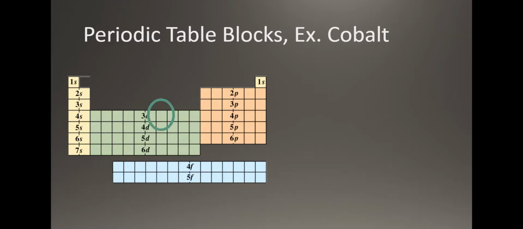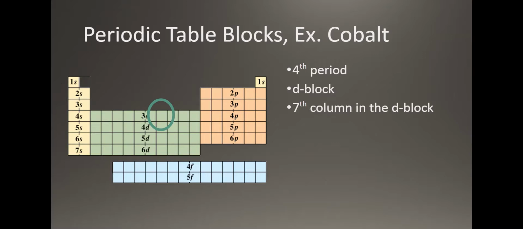Let's try another one. The next one is cobalt, which is a transition metal. Cobalt is in the fourth period, in the D block, and if we count across, it is the seventh column in the D block. So for cobalt, we would have 3d7. Remember, we subtract 1 when it's in the D block, so instead of 4d, it's 3d, and then the 7 again is that column number.